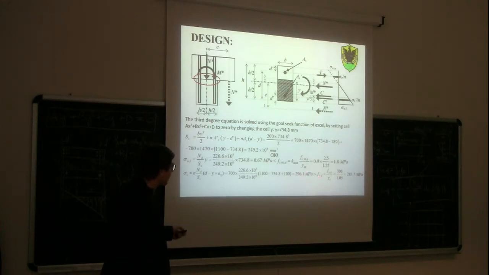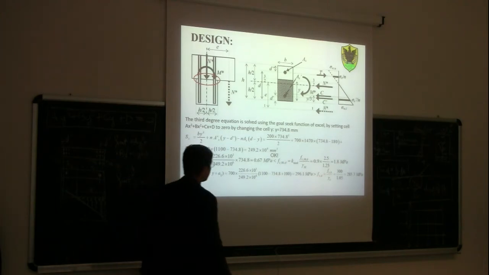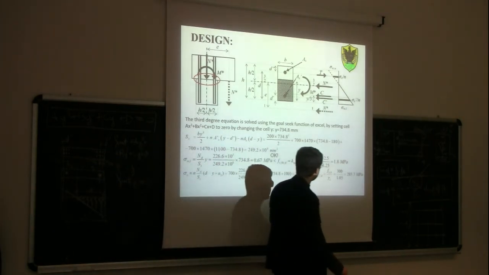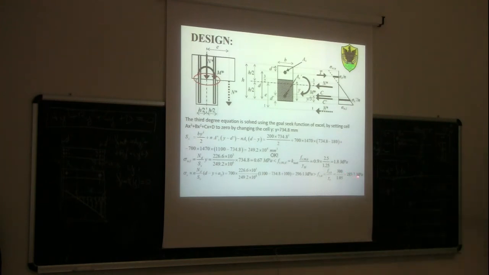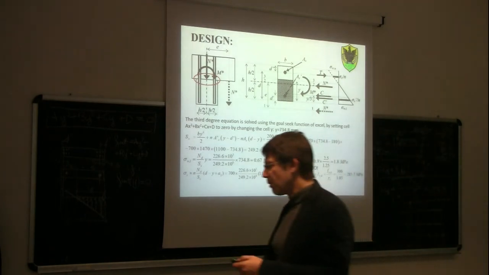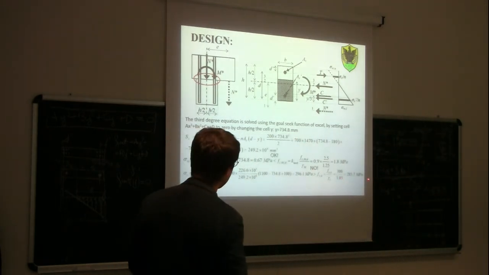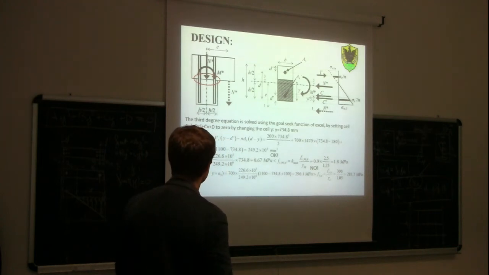If now we calculate the design value of the yield stress in the rod, we get 285.7, because this is 300 divided by 1.05, so 285.7. So this verification is not satisfied. The tensile stress in the most tensioned rod is greater than the design strength. So the design is not satisfied.